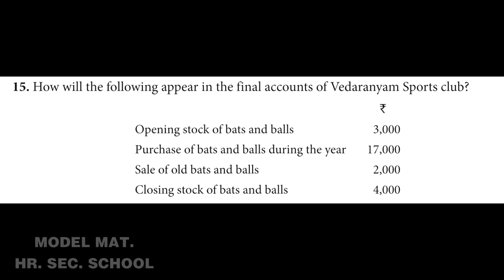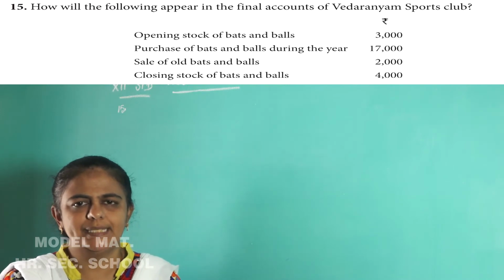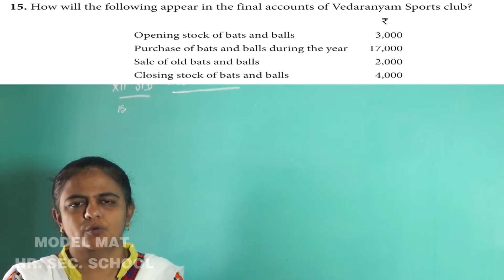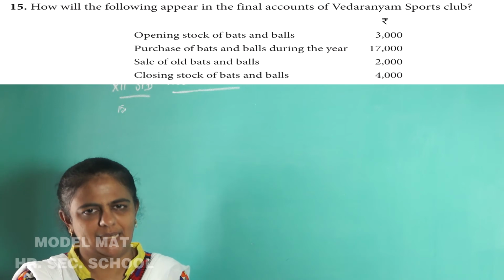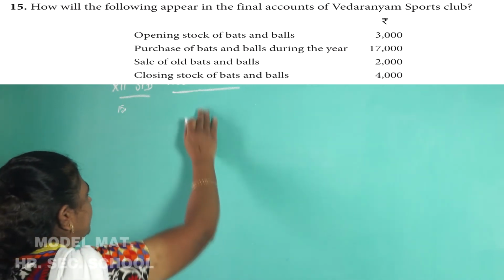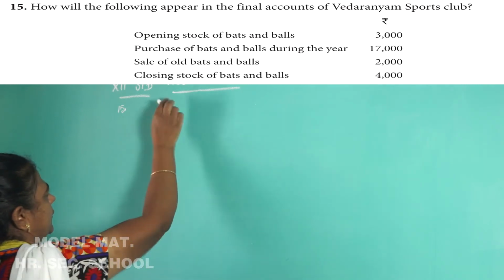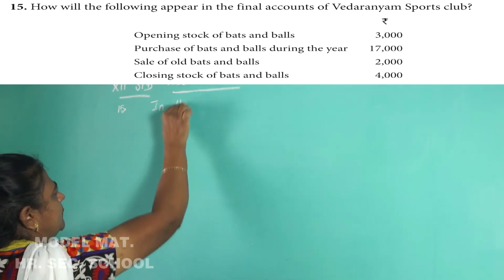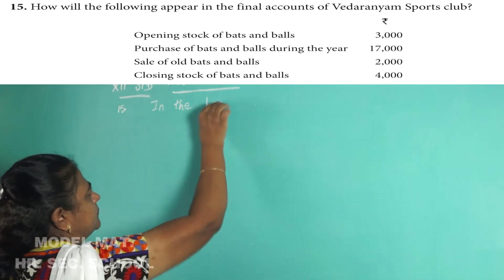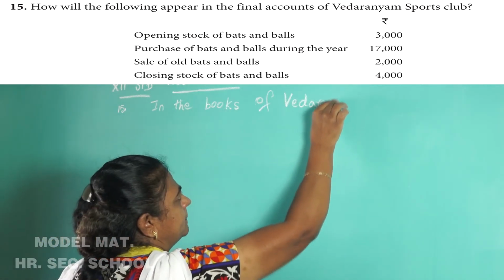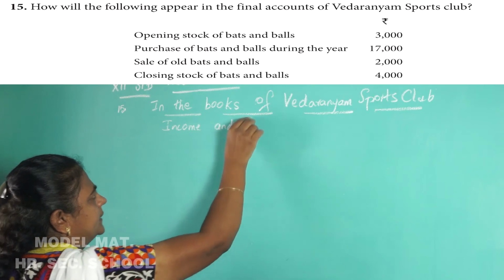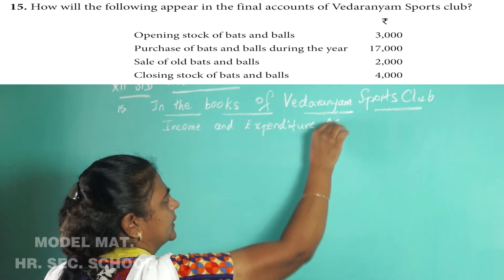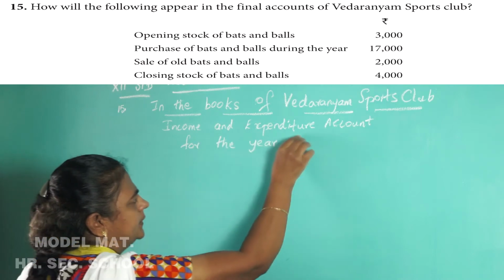Okay. How will the following appear in the final accounts of Vedaranyam Sports Club? You are asked to show these items in the final accounts. Okay. So, what do you have to prepare? You have to show income and expenditure account, and you have to prepare the balance sheet. First, we will write the income and expenditure account. So, before that you write like this, in the center of the page you write, in the books of Vedaranyam Sports Club. Then you write income and expenditure account for the year ended.